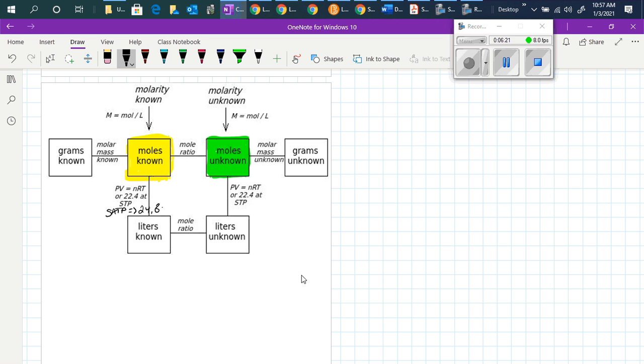And then we go molar ratio. Then we move to moles of unknown. And then from there, again, whatever they are asking for. If they're asking for grams, then we will do grams. If they're asking for liters, then we will use PV equals nRT, or 22.4 or 24.8. If they are asking for molarity, then we will use the fact that concentration is moles per liter.